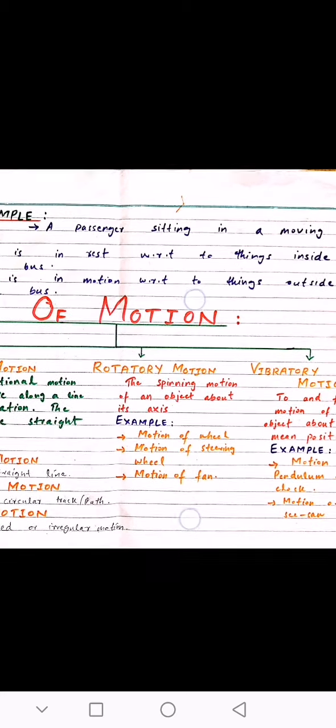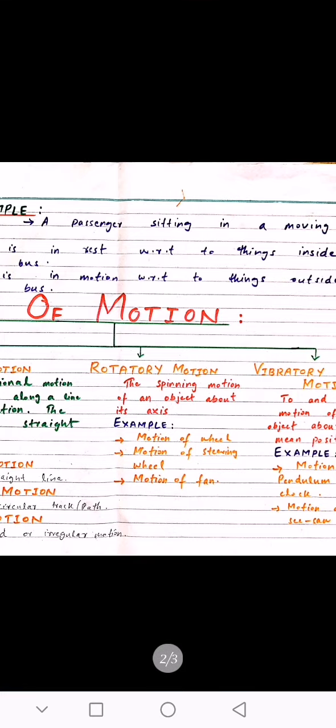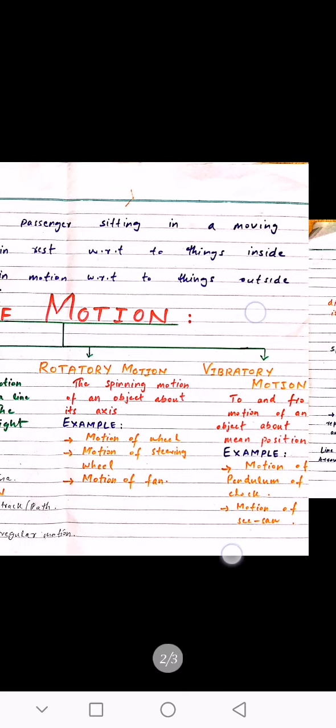So rotatory motion is the spinning motion of an object about its axis. For example, the motion of a wheel, the motion of a steering wheel, the motion of a fan about its axis. So these are the examples of rotatory motion, not circular.